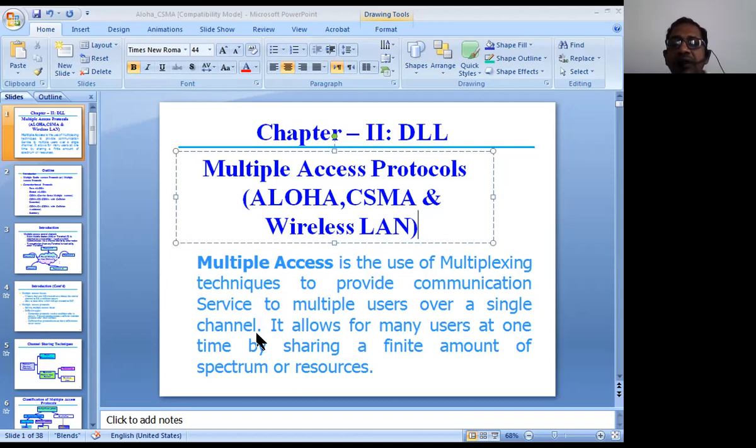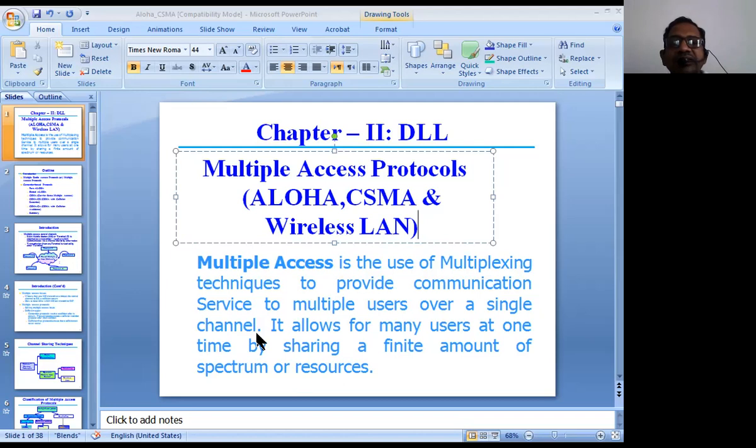That means multiple users, or multiple terminals, or multiple base stations, or multiple stations, or, for that matter, mobile stations in the case of wireless communications, all access the shared medium or a single medium. In that case, we use the multiple access protocol techniques.